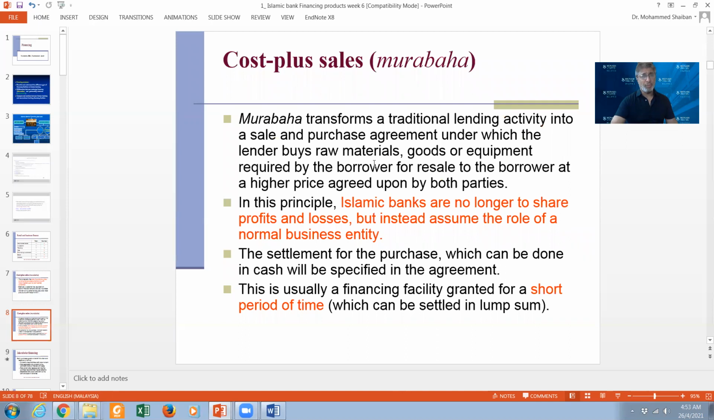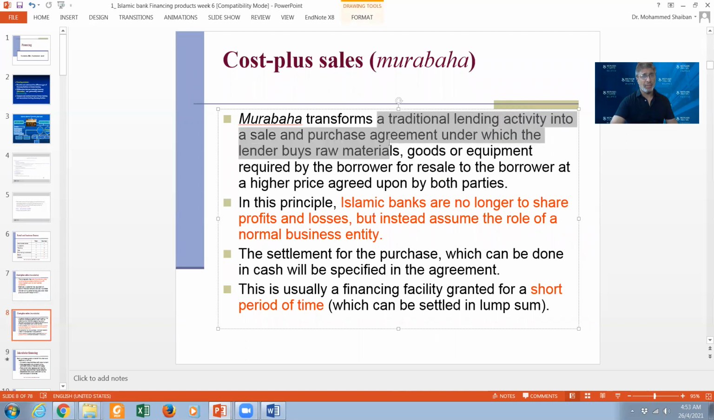Now, murabaha transformed traditional lending activities, as I told you, into a sale and purchase agreement under which the lender buys materials, goods or equipment required by the borrower. Who is the lender? The lender is the buyer, which is the bank, based on the borrower's request. So they will sell it at a higher price agreed upon by both parties.